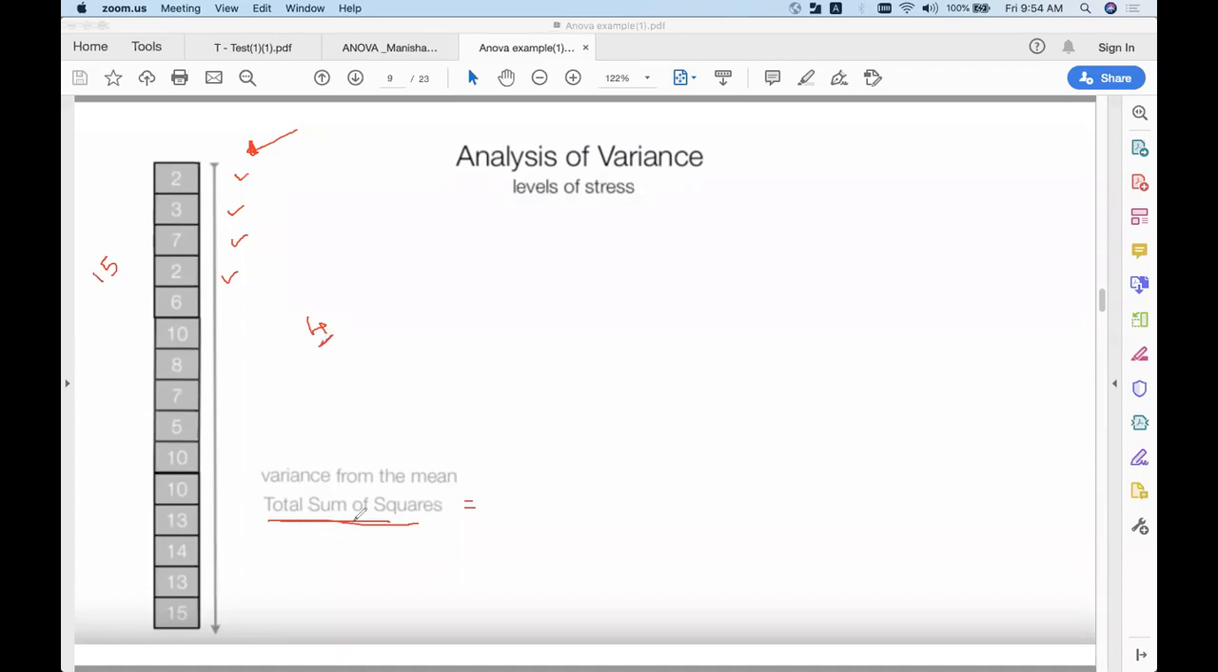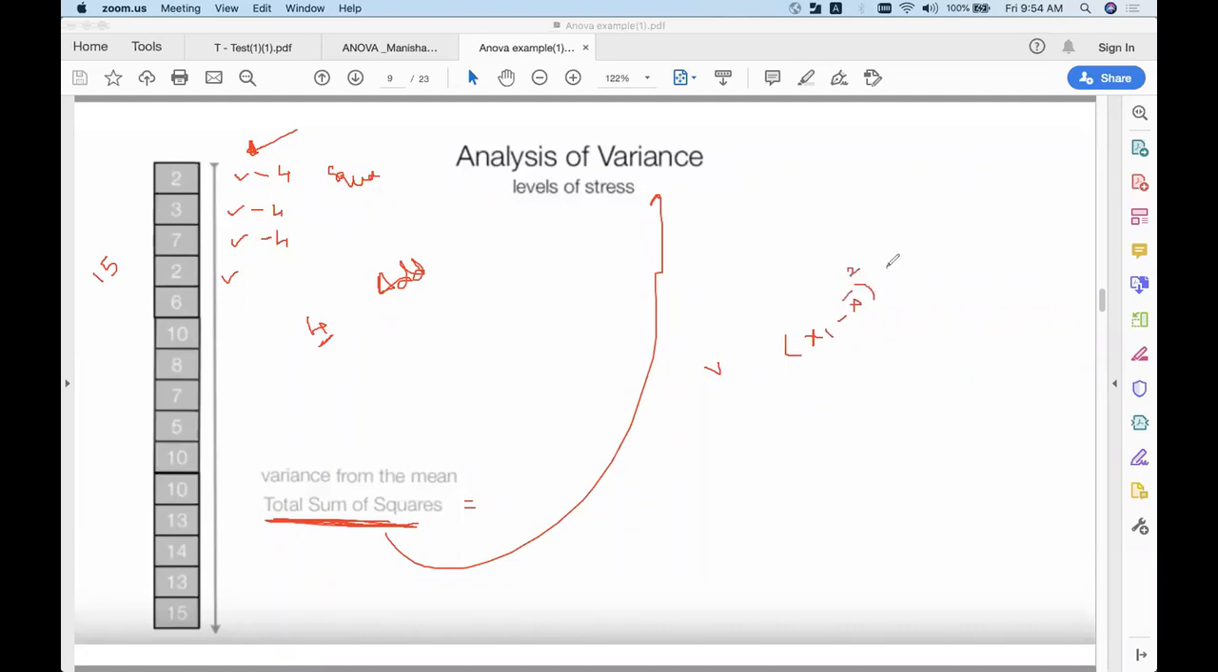Now how do you find the total sum of squares? You subtract the mean, 4, from every value, then you square each result, and then you add all these values. That is basically your total sum of squares. Okay, where is the variance? This total sum of squares is actually related to your variance, right? Because what is the formula for variance? Variance is basically (x1 minus x bar) squared, and so on.